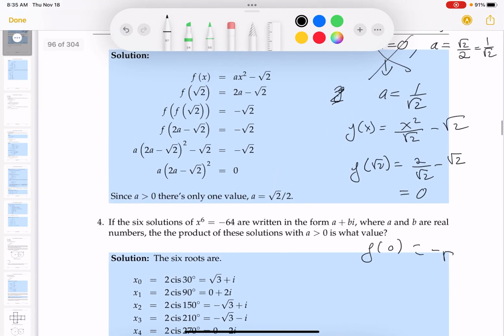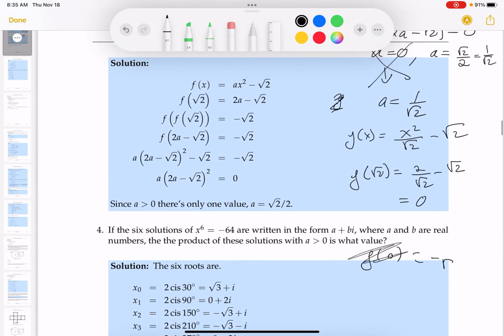Whoops, sorry about that. Get my eraser out, a little haywire there. I'm going to start to erase things that look crazy to me. So, f of root 2 is 0. And now I'm going to do f of 0. Well, that's going to be f of 0 now.